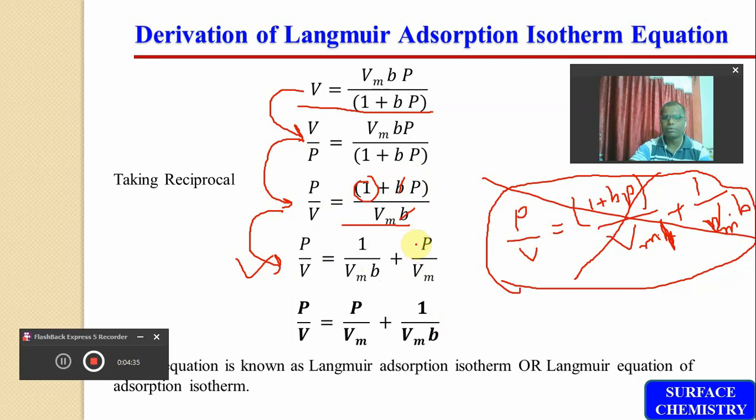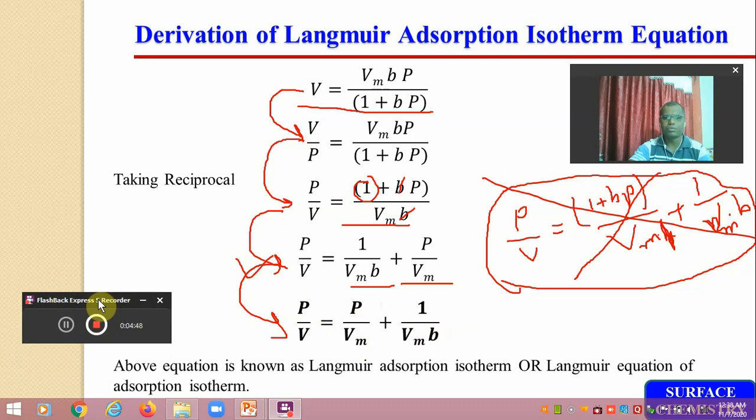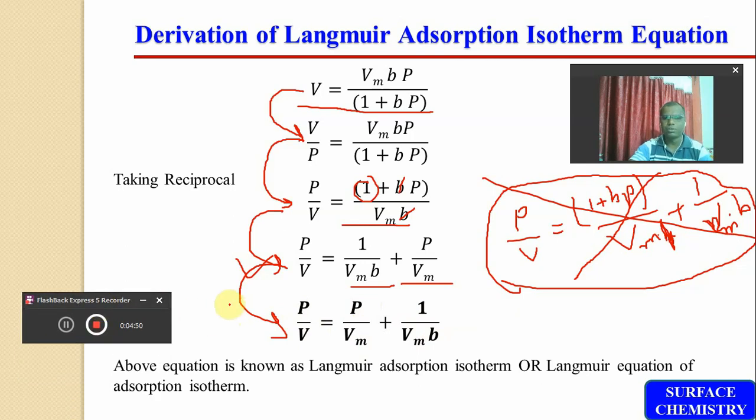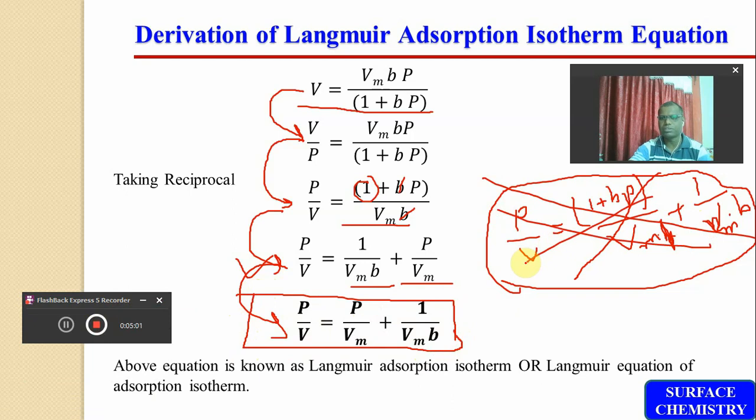And now I'm going to rearrange this equation. I'm going to write this term first and later this term, then I will get the equation P upon V is equal to P upon Vm plus 1 upon Vm into B. And this equation is known as the equation for the Langmuir adsorption isotherm, and not this. Please try to correct it.